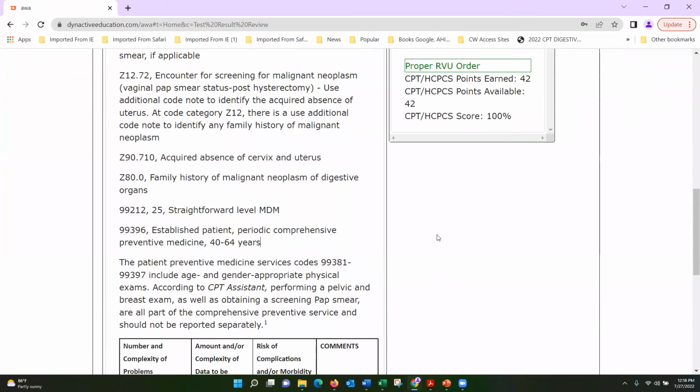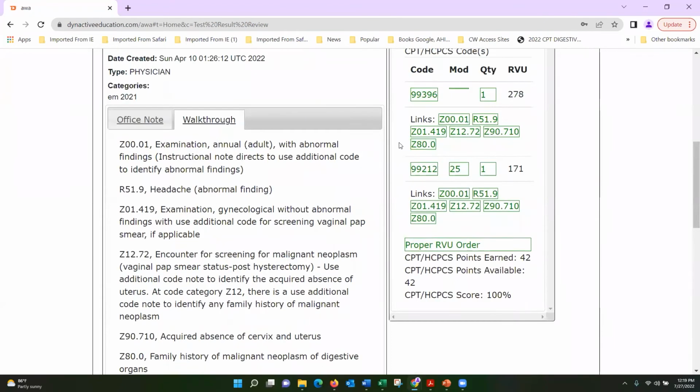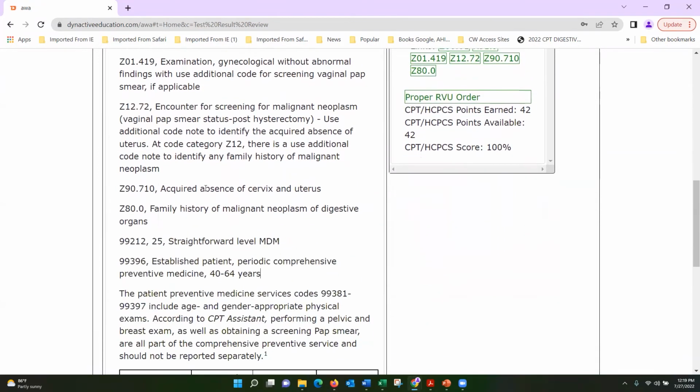Okay. So we have our 99396 and our 99212. Now we know that when we have a CPT code and an E&M code, we've got to have a modifier. So we're going to put this modifier on our E&M because it's only applicable to the evaluation and management for the physician office.